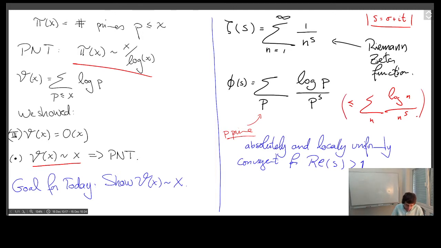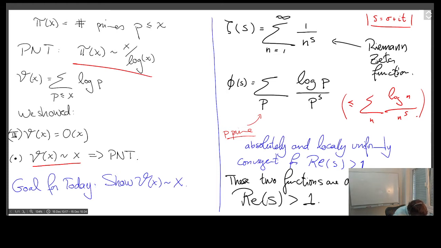Okay, and so in particular, from this Weierstrass theorem that we saw, these two functions are analytic in this half space. Real part of, oh, I have z, but I mean s, sorry. I'm going to get confused a few times. Real part of s bigger than 1.